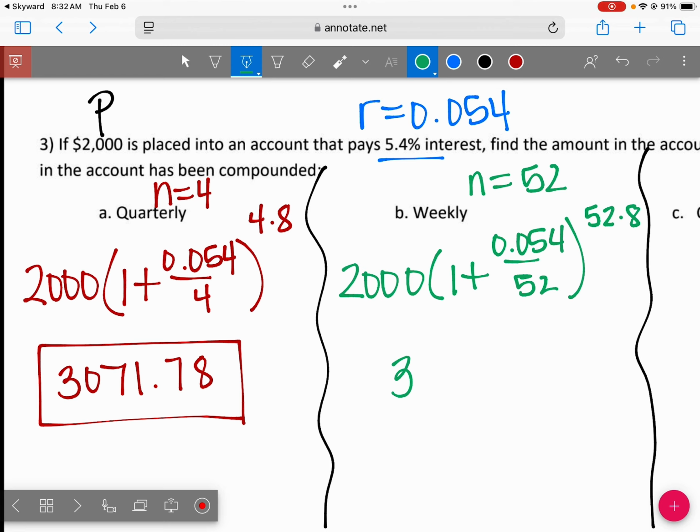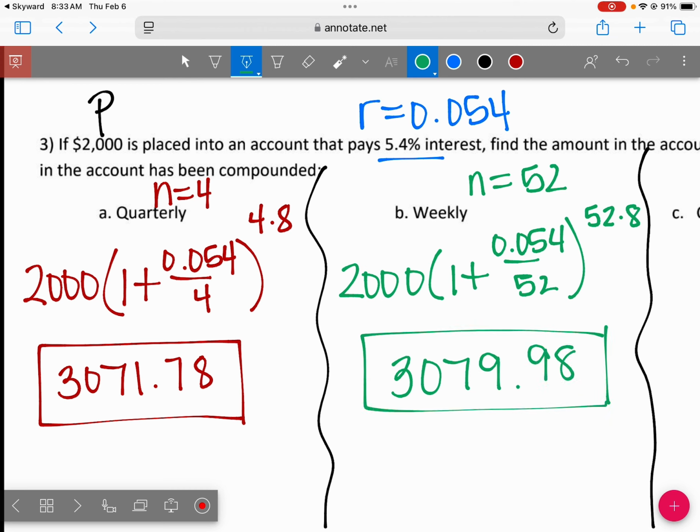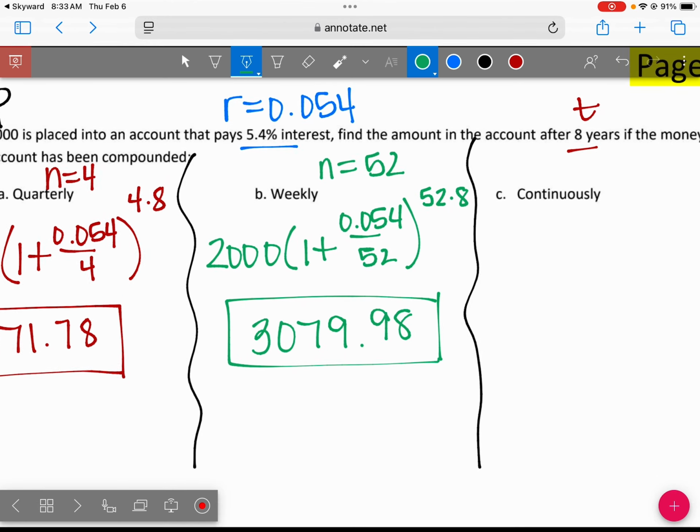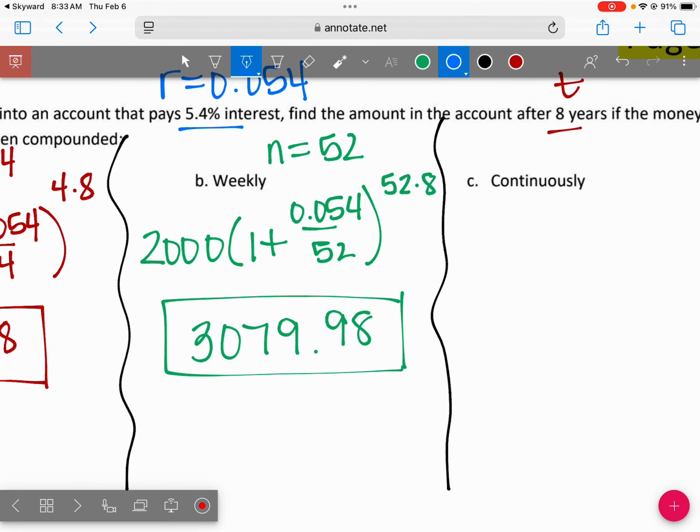Okay, hit back and now hit this button. Yeah. And then 52 times 8. All right. $3,079.98. Thumbs up if you had that number. All right, last one, continuously. That's our friend. So that's when we have to use the new formula. That's when we have to use E. So we have 2,000. Bring up that E.